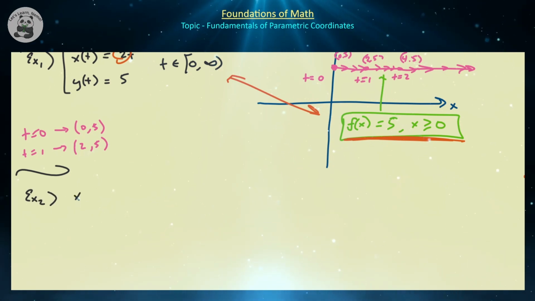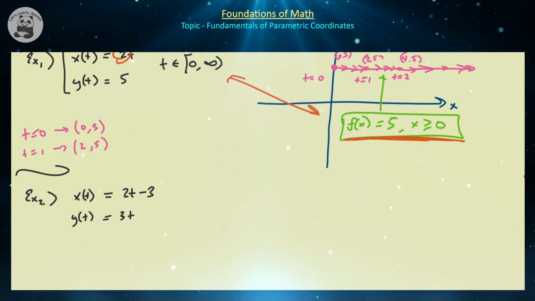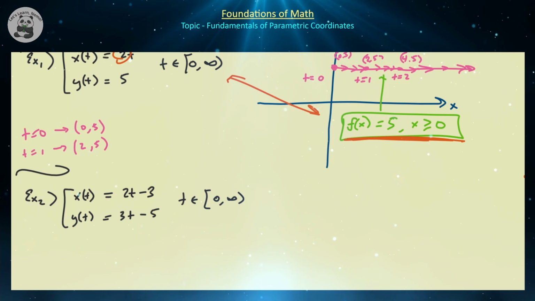So let's just do another example just to make sure we understand. So let's assume x changes with respect to the function 2t minus 3. And let's assume that y(t) changes with respect to the relation 3t minus 5. And let's again assume that the domain of our parameter t is from 0 to infinity, and we can think of t to represent time in this case.